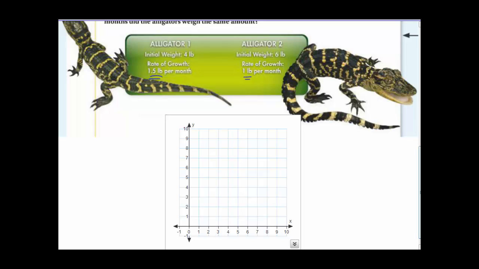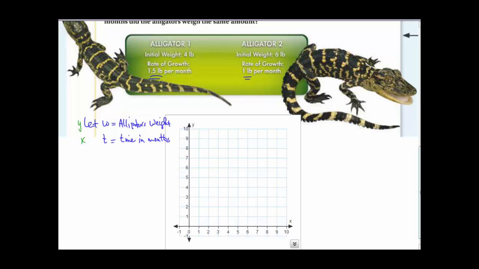If we let W equal the alligator's weight, we can also let T equal the time in months that we're going to look for. And again, the thing that's changing, that rate of growth, is the x that's being applied as time goes on. So this is our x, and then W is really our y.